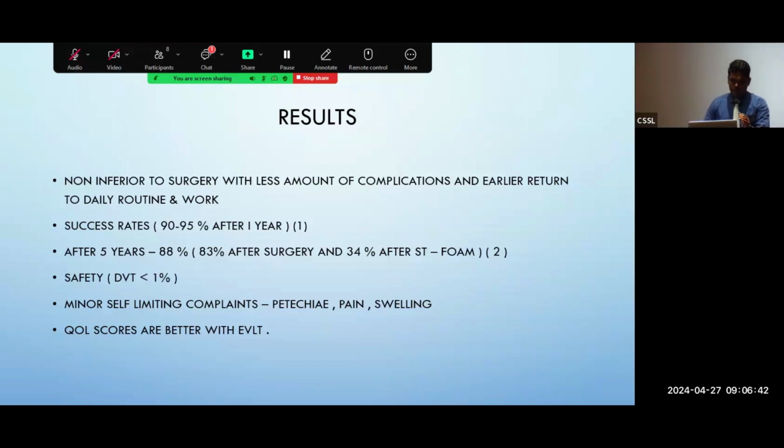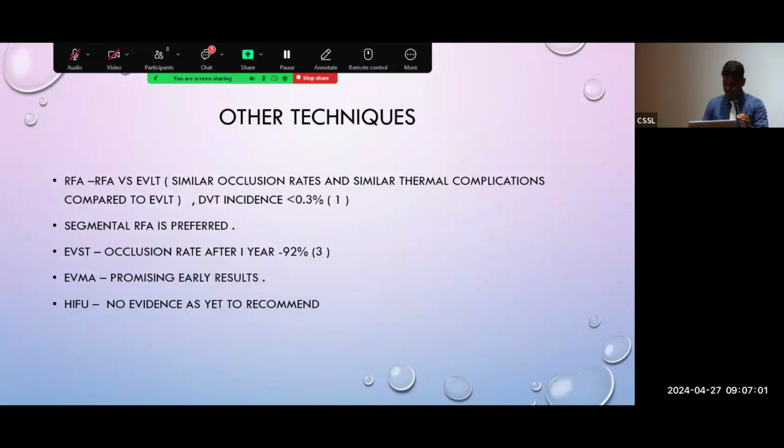So one of the problematic complications the patients can get is DVT. We call it EHIT. The risk is less than 1%. Okay, so other complications, as I told you, are self-limiting. Obviously, the quality of life scores are better with EVLT. Okay, so these are the other techniques.